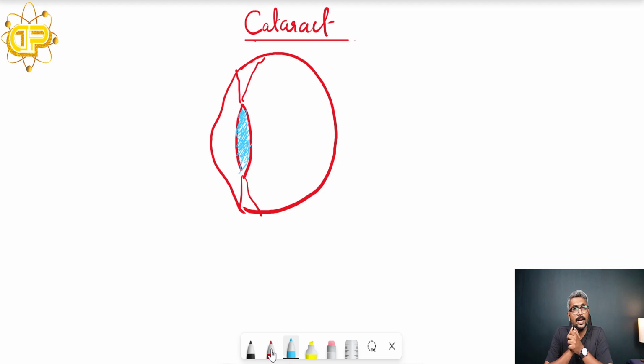As a result, you have to go to see a doctor, do a critical checking, and you will come to know that this is cataract. But what is the solution for this? The only solution is surgery. Without surgery, you will not be able to rectify this condition of cataract.